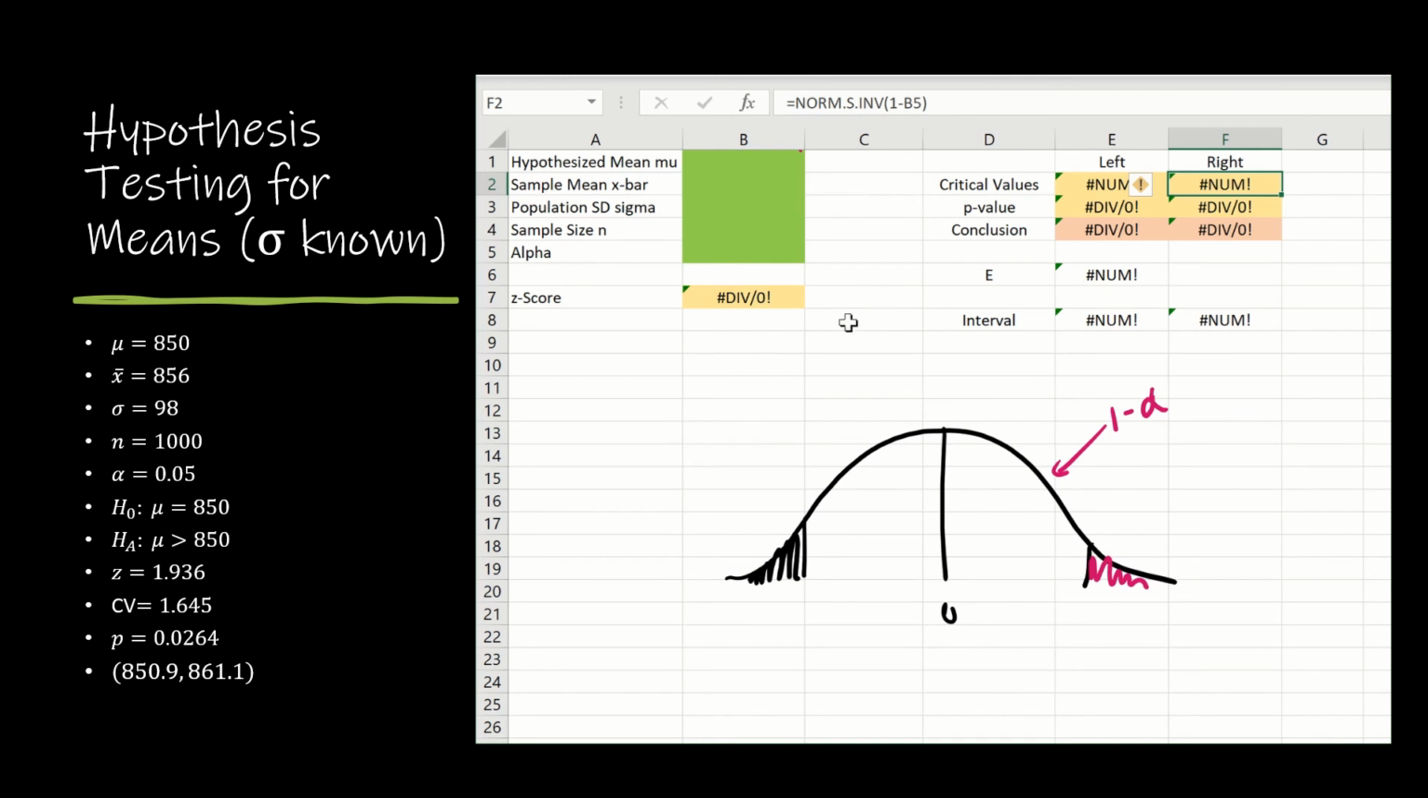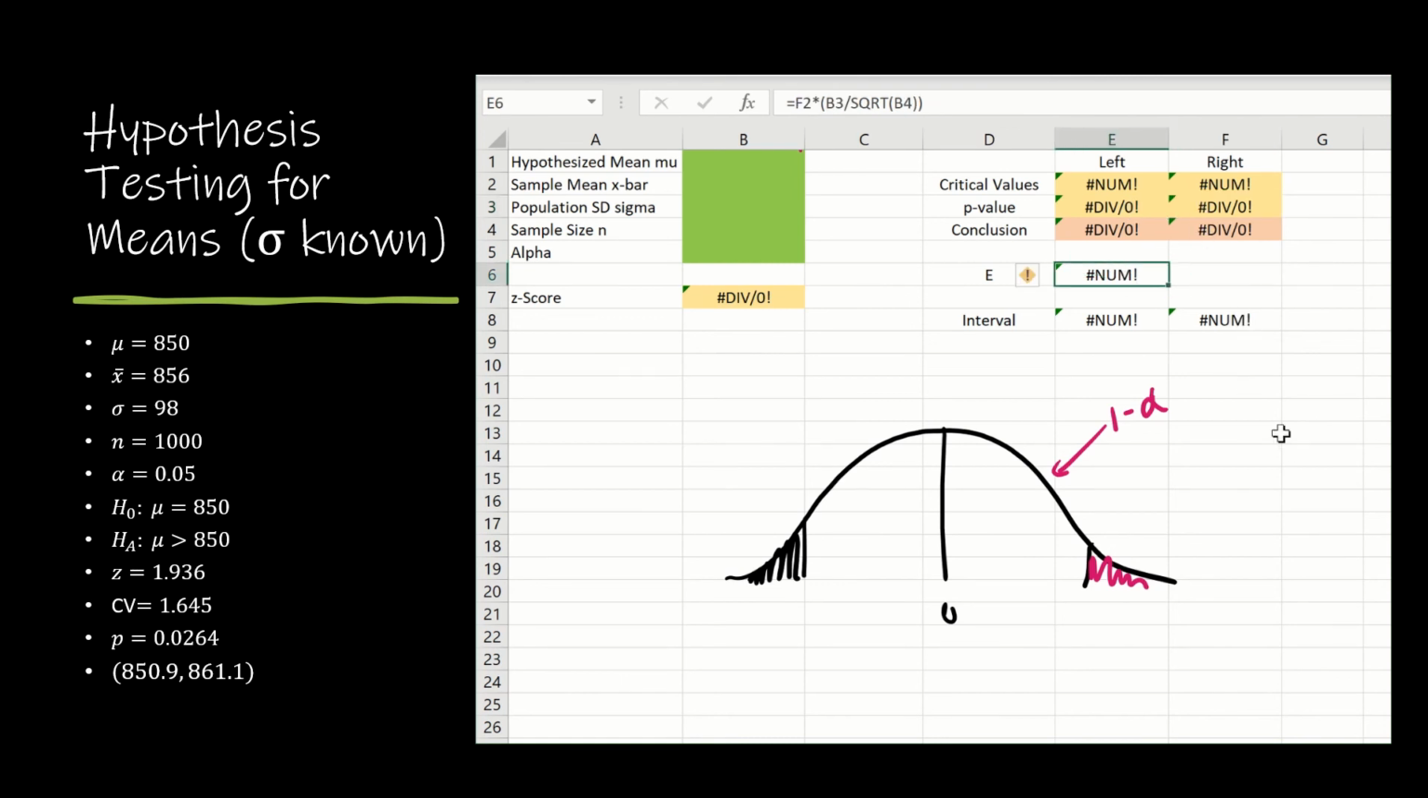The p-values will be based on our z-score. So remember, our z-score is just going to be NORM.S.DIST. So what is the probability that our z-score is... If it's left, I want less than, so that's just NORM.S.DIST. And if it's to the right, I want the complement of that, 1 minus NORM.S.DIST. I'll come back to the conclusion in just a minute.